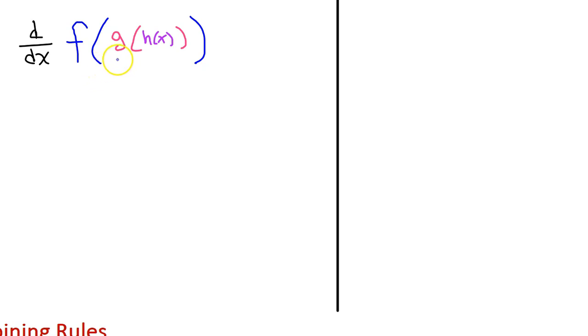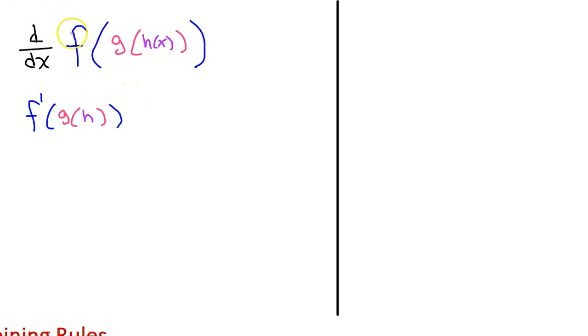Sometimes you have a function inside of a function inside of a function, and you have to do the chain rule more than once. First, you take the derivative of the outermost function, so I'm putting f prime, leave the part inside the same, but then you multiply by the derivative of the next function on the inside, so I'm going to say g prime. You leave the part on the inside the same, but then you multiply by the derivative of that inner function.